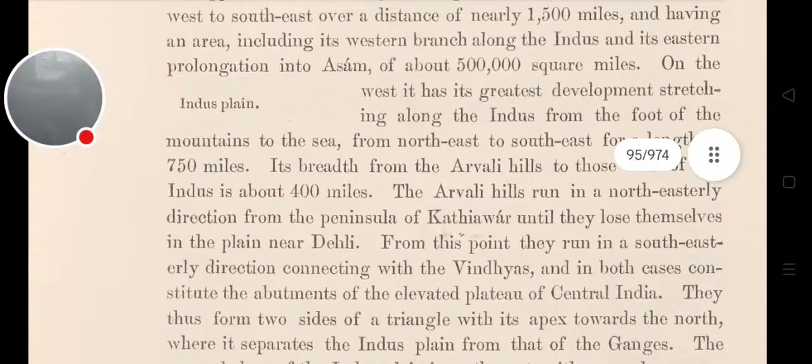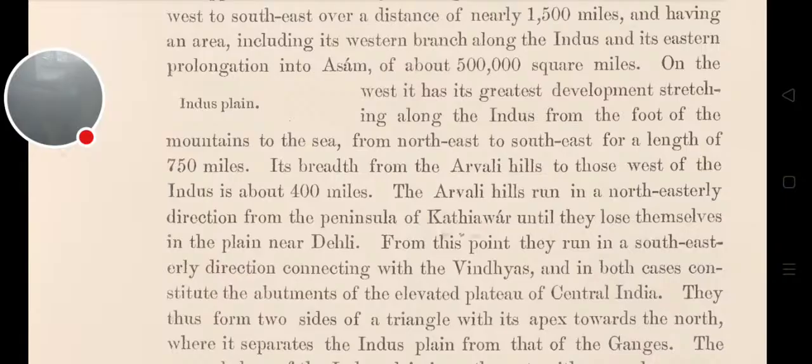Indus Plain. On the west, it has its greatest development stretching along the Indus from the foot of the mountains to the sea, from northeast to southeast for a length of 750 miles. Its breadth from the Aravalli Hills to those west of the Indus is about 400 miles.